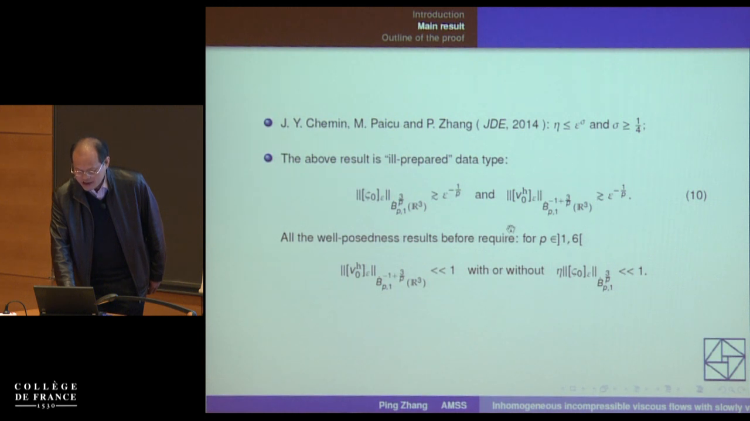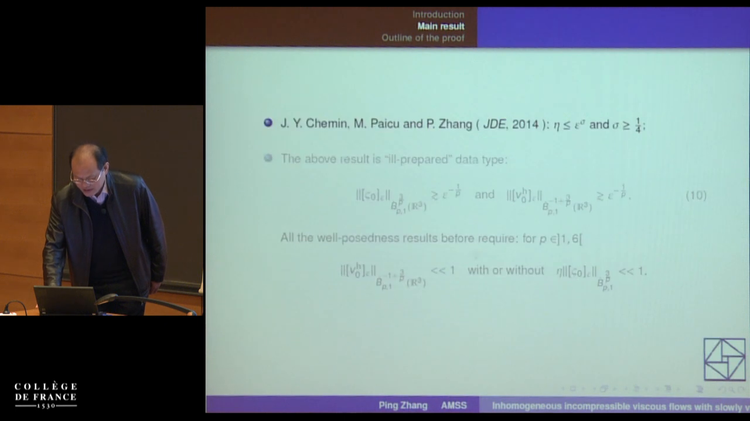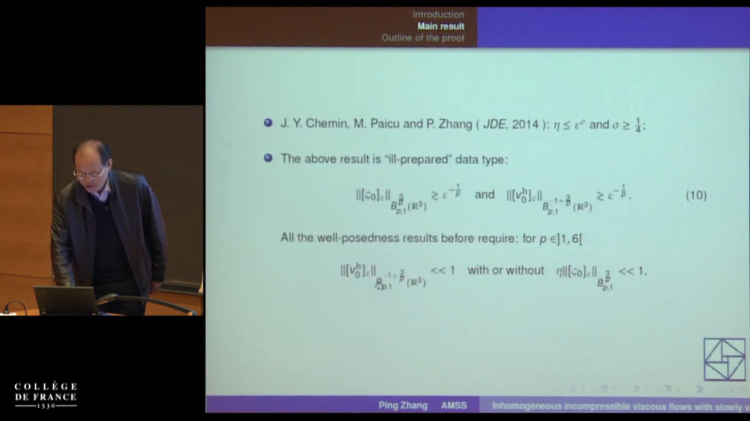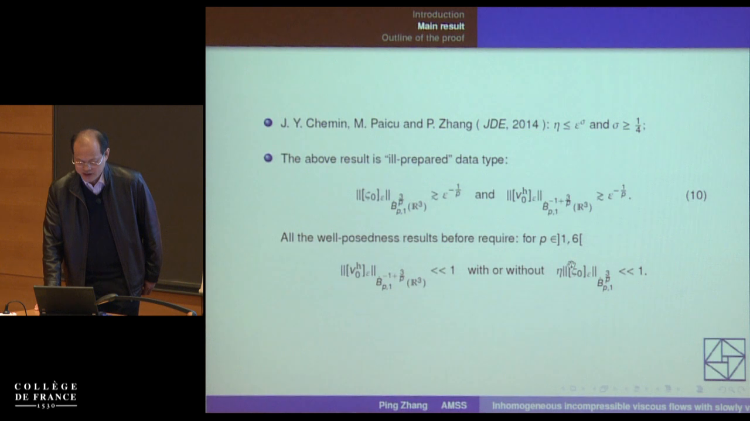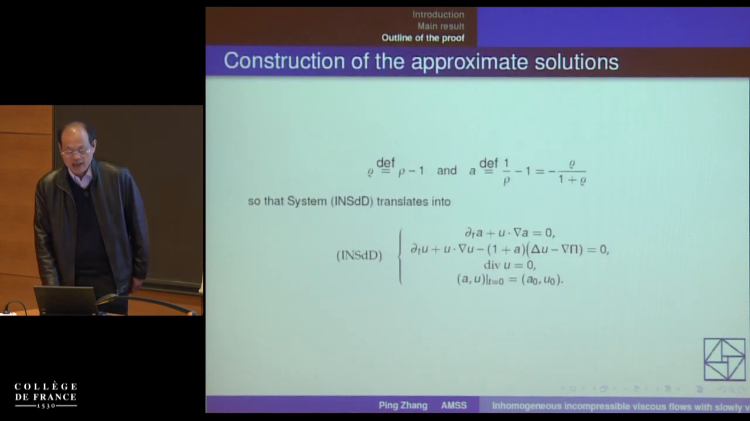But all the well-posed results before require p to be between 1 and 6, with this smallness condition on this velocity field to be small in this isentropic Besov space, with or without this smallness condition. But here, although the data is ill-prepared, we don't require any analytic assumption for the initial data. So now let's turn to the outline of the proof.